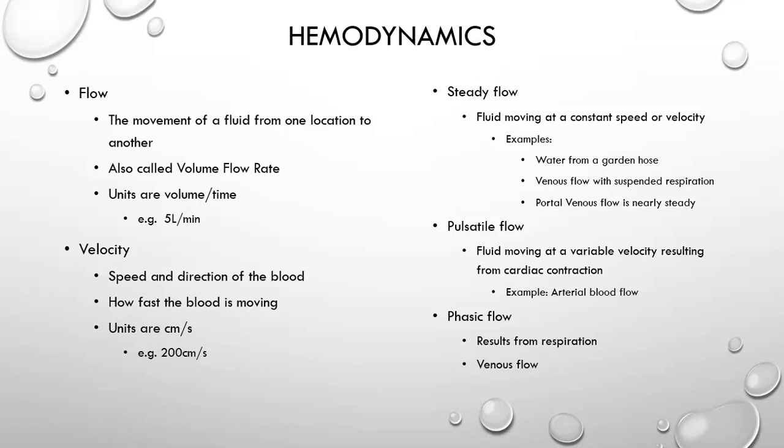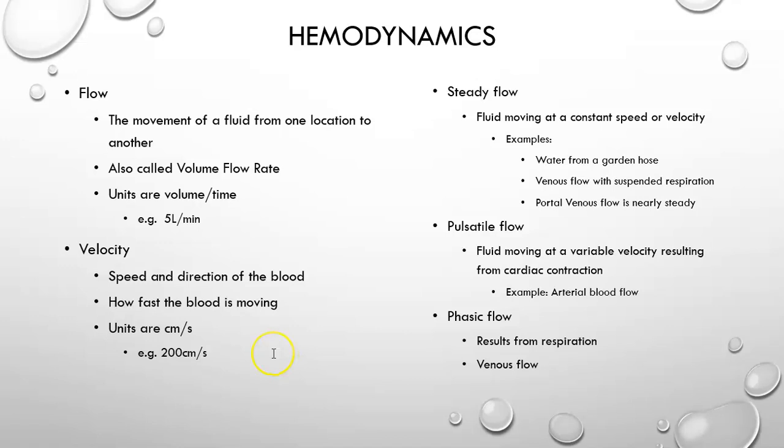Velocity is different from flow. Velocity is the speed and direction of the blood, so how fast the blood is moving, and this is usually given in centimeters per second or meters per second, depending on your machine. Velocity is what we measure when we do a Doppler of the blood flow with the pulse wave Doppler, and that is an important indicator of whether or not there's a hemodynamic stenosis.